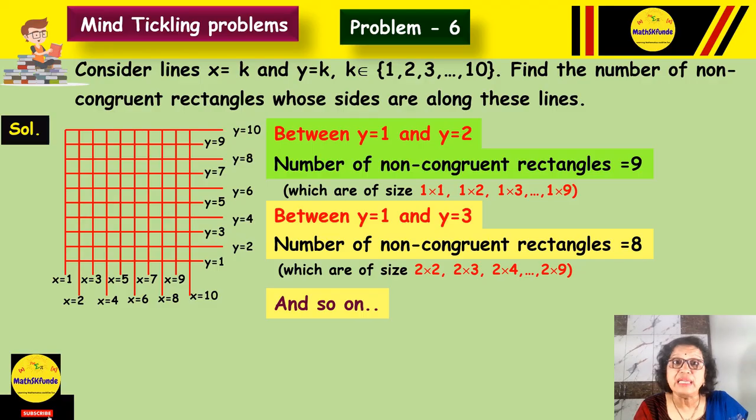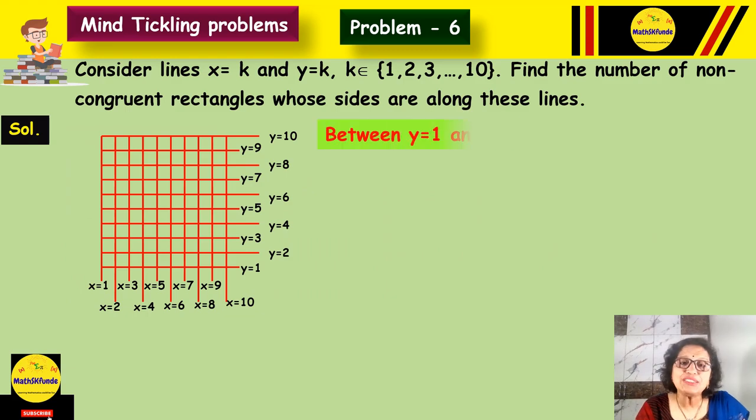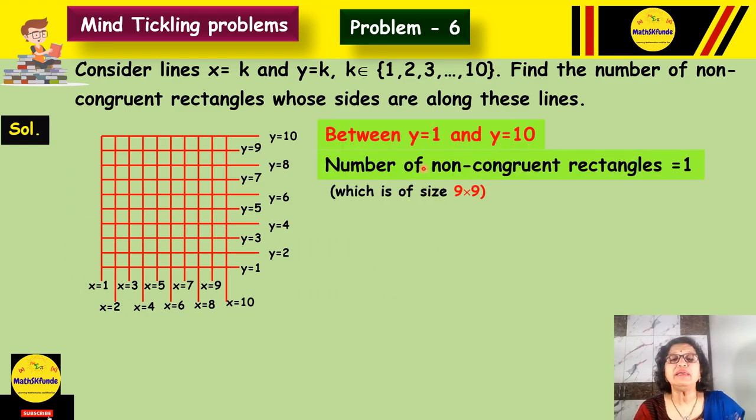And finally, what would be the situation that we will have to see? In this way, the last one would be y equal to 1 and y equal to 10. Between these two lines, now only one rectangle you would be seeing, and that would be of the size 9 by 9. So that is the last rectangle that I consider.